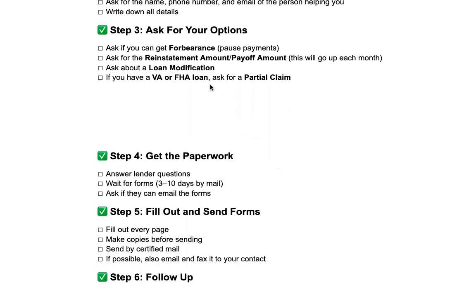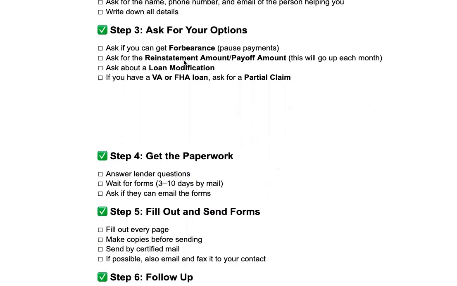Next, you're going to ask for your options. I always suggest asking for forbearance. There are people who have very difficult situations that are rare, but the lender will sometimes just pause the payments.